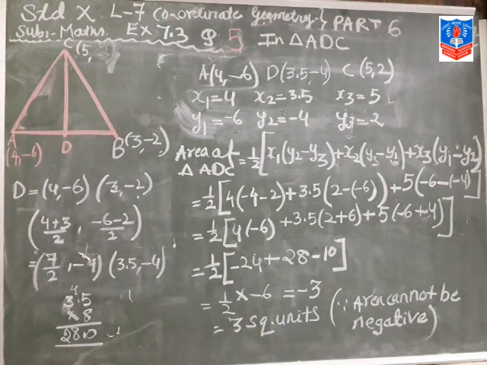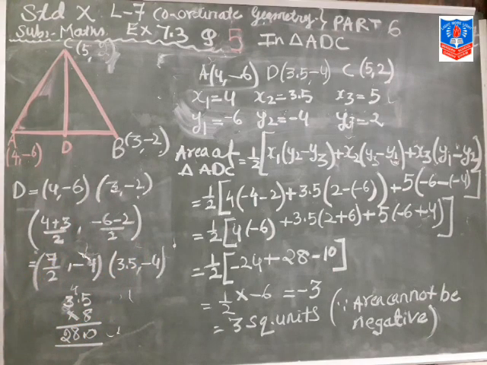So first the midpoint formula. Clear children? Because we want the coordinates of D. D is the midpoint of AB. So we will write A 4 comma minus 6, B 3 comma minus 2. Now 4 plus 3 divided by 2 and minus 6 minus 2 divided by 2. So 7 upon 2 and minus 8 upon 2. So naturally minus 4, and 7 divided by 2 you will get 3.5 and minus 4.